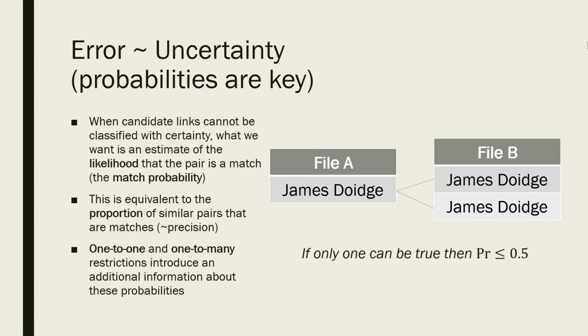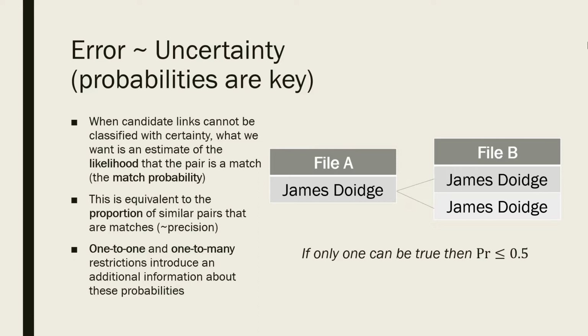If we make a call and classify everything as a link or not a link, then we have errors in the data. But what we're going to introduce later are some ideas about how we don't necessarily need to make those final classifications and instead take information about the level of uncertainty associated with each pair, which is reflected in something called the match probability. So match probabilities are almost equivalent to the concept of precision. So you can think about them as being the proportion of similar pairs that are matches.